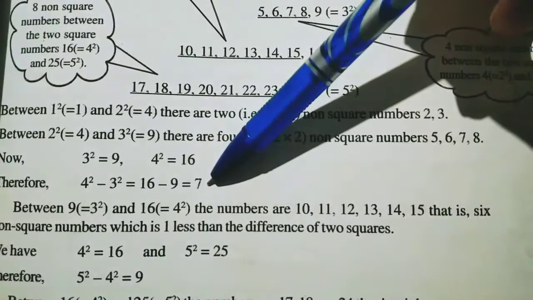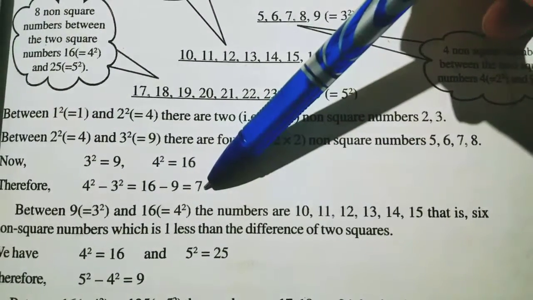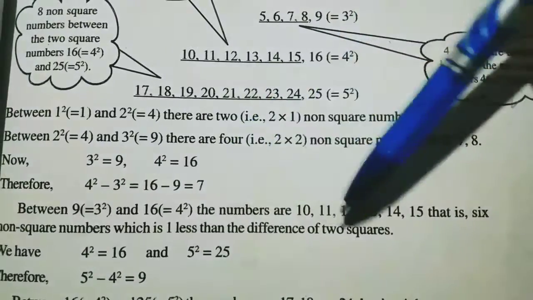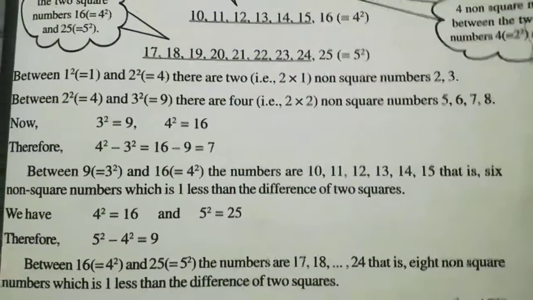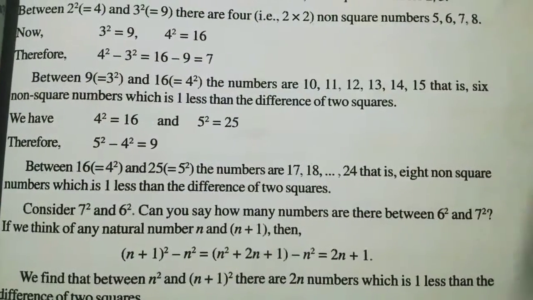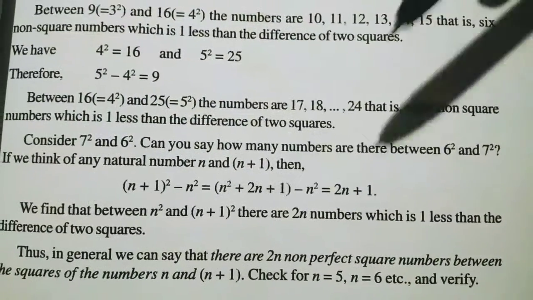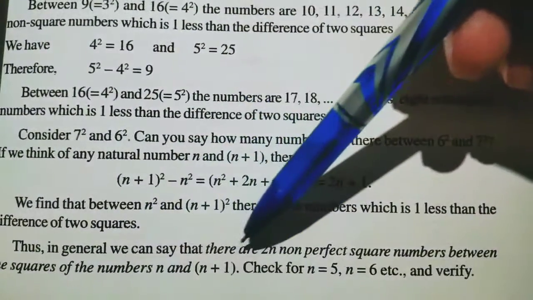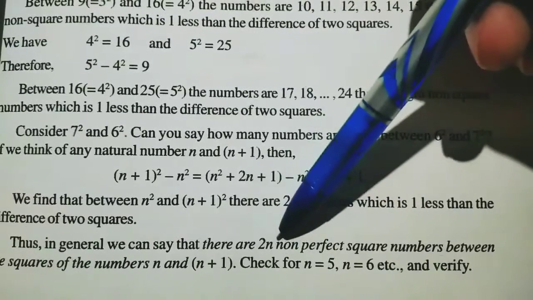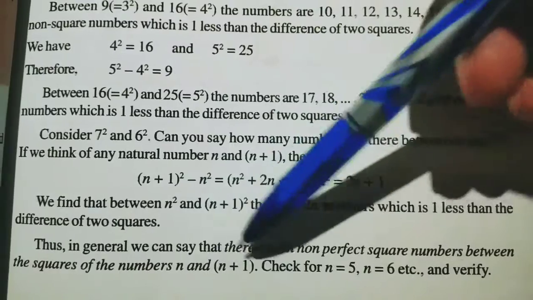So whatever you got, what will it be? The answer will be 1 less than this number. So 7 minus 1, 6. Okay, like this. So every number there is 1 less than the number. So finally what we can conclude? In general we can say that there are 2n non-perfect square numbers between the squares of the numbers n and n plus 1.